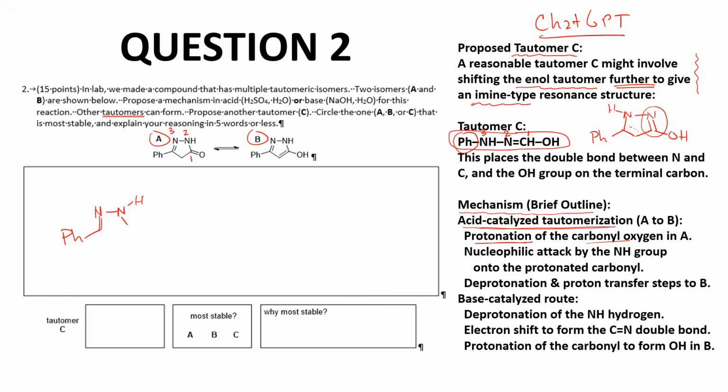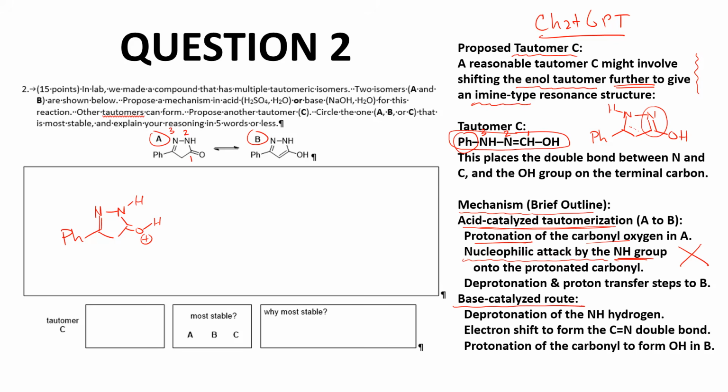And we're going to protonate the carbonyl. And of course, I'd expect students to write out this mechanism in full. But we get to there, and that is followed by nucleophilic attack by the NH group. This is no longer a tautomerization. So this is a mess. But let's see what it says in the base catalyzed route.